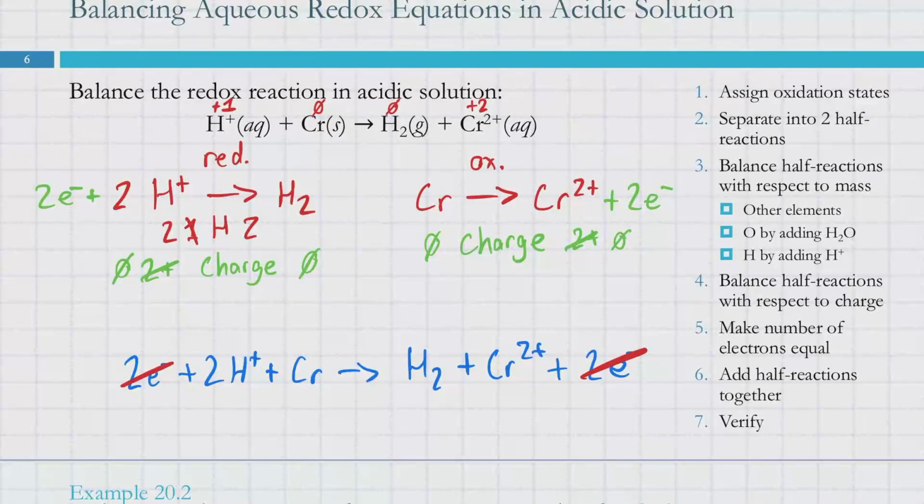And then we can go through and check everything. We've got 1 chromium on the left, 1 chromium on the right, 2 hydrogens on the left, 2 hydrogens on the right. We've got 2 times 1 positive charge on the left for a 2+ charge. We've got a 2+ charge on the right, so we're all balanced with respect to mass and charge.